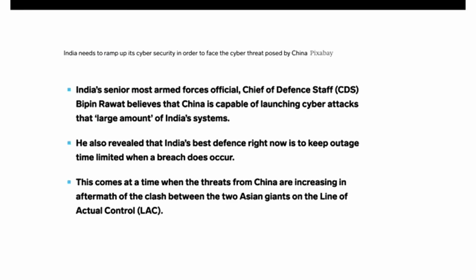Bipin Rawat Saab mentioned that China is already doing cyber attacks on a lot of Indian systems, and our best defense is to keep the outage limited. And in fact, what China was doing is essentially attacking at the same time when they were doing physical activity at the line of control. Okay, so what these countries are doing, they are doing both physical as well as online clashes. Or call it hybrid warfare.